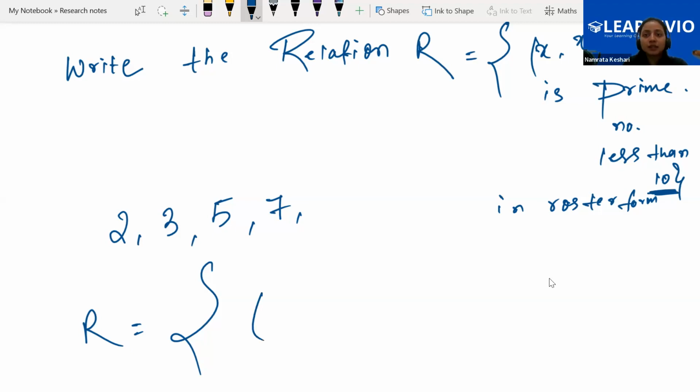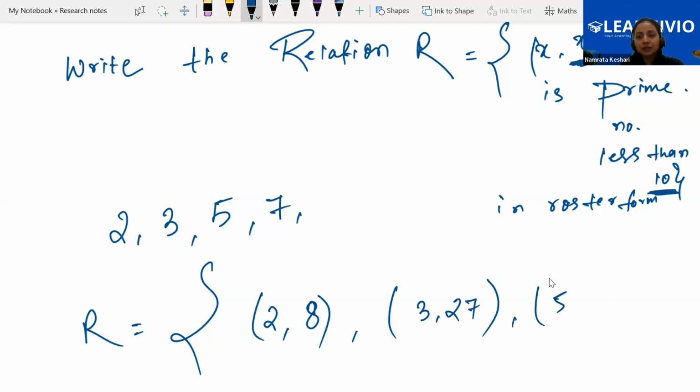So the first element x is a prime number less than 10. First 2 we can take. Then in the ordered pair the next will be x cube, so it will be 8, right? 3 and then 27, 5 and then 125, 7 and then 343. Okay. So yeah, this is our relation in roster form.